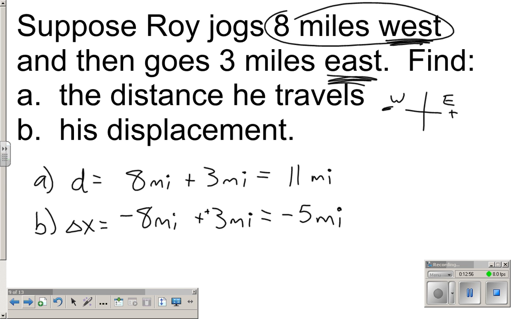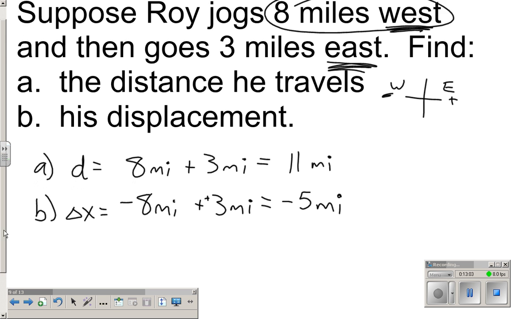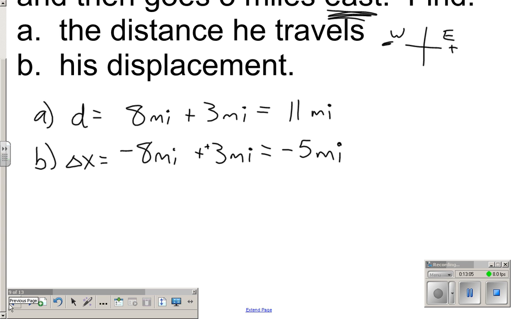All right, so that's how you do it. Let's talk about why you do it that way, though. Let's take a quick second and make a drawing of what's going on here. What happened in this problem was Roy started here, so I'm going to put a little S for start, and then he walked 8 miles to the west. So 1, 2, 3, 4, 5, 6, 7, 8, right?